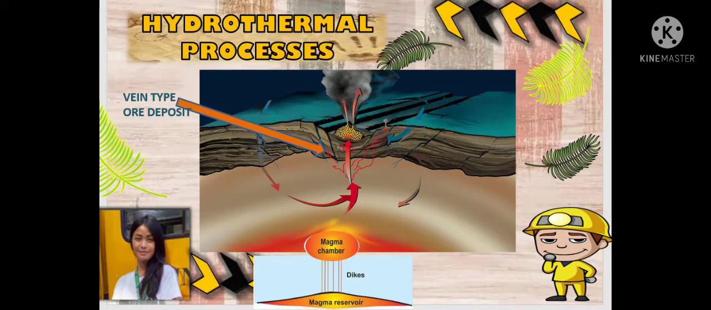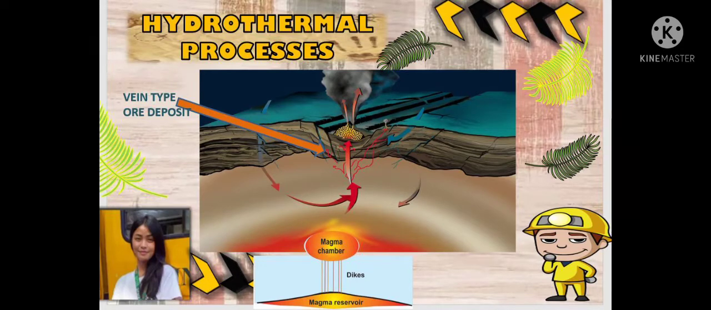Now, because this water is heated up, the concept of convection current states that cold material goes down and hot material rises up. Since this water is now heated by the magma, it will of course rise to the surface. And it will eventually find its way through these cracks. And the hot water is termed a hydrothermal solution because it now carries with it the dissolved minerals as it tries to reach the surface.